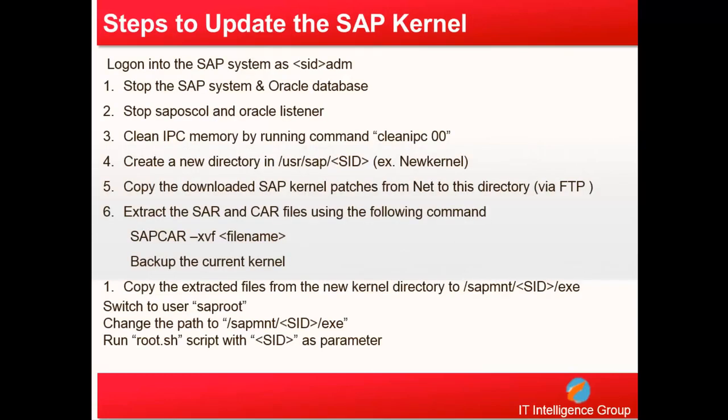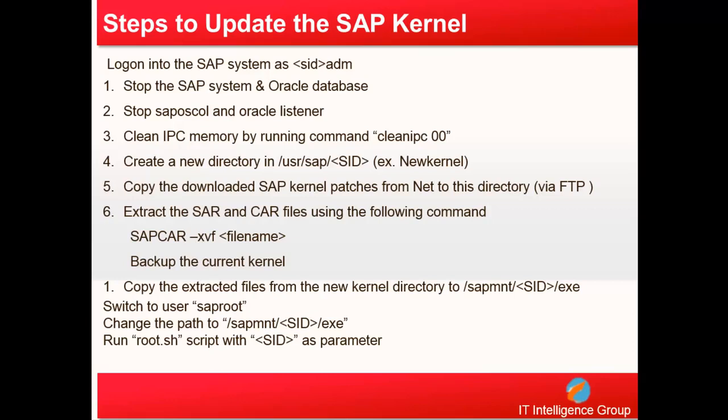Next, I'm showing you the steps. This is for a Unix system, but a Windows system is exactly the same; the only thing is the folder name changes. First, log in as the cdadm user, stop SAP, stop Oracle, stop the OS collector, stop the Oracle listener, and clean IPC, followed by the system number. For example, if you have system number 01, it will be clean IPC 01, depending on the system number. This is just to make sure that the IPC shared memory, messages and semaphores are clean. There is nothing in the queue.